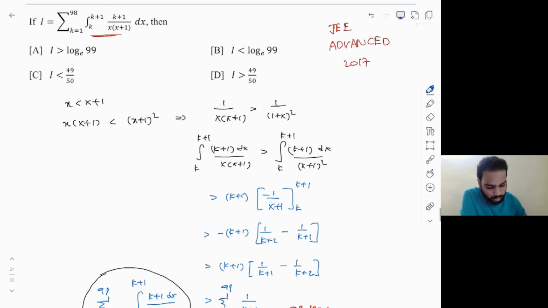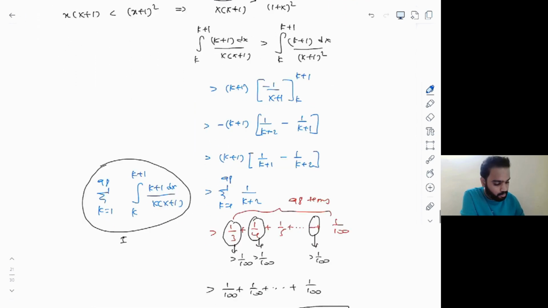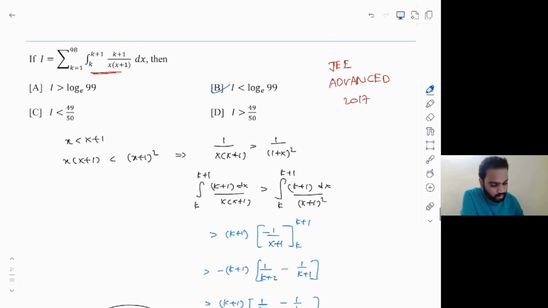So which is option B here. I will be lesser than log 99 to the base e. Moreover, we have already got I greater than 49 by 50, right? So option D. So this is how you have to create upper and lower bounds for the given integrations, and then we need to simplify.